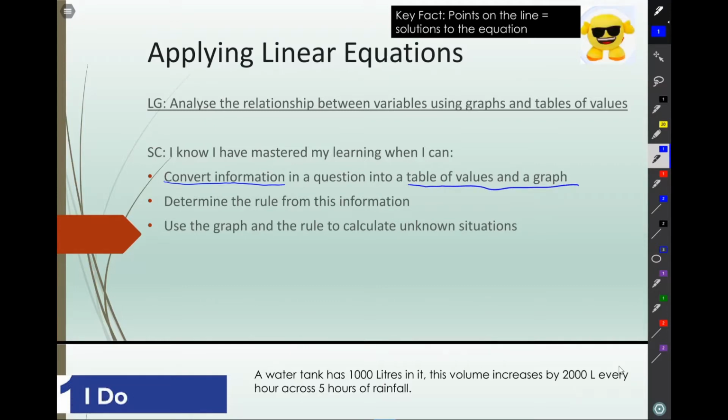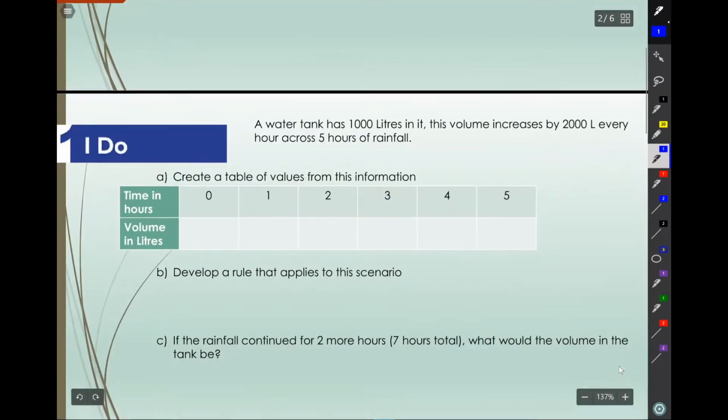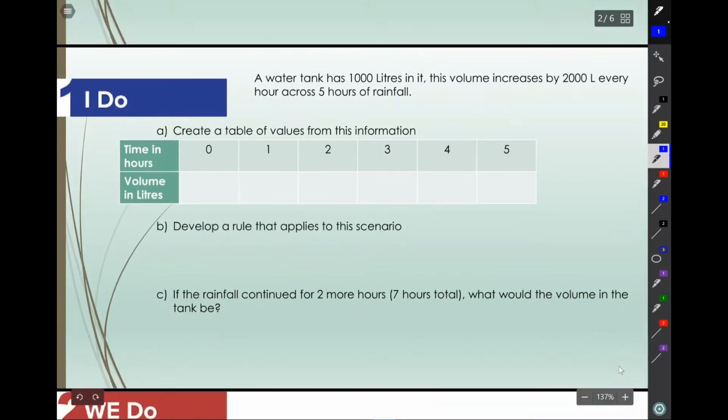We can use this information to determine a rule. That was from a few lessons back. And then we can also use the graph and the rule, both work, to calculate unknown situations that haven't been given to us in our information in the question. Let's jump into an example and you'll see what I mean.